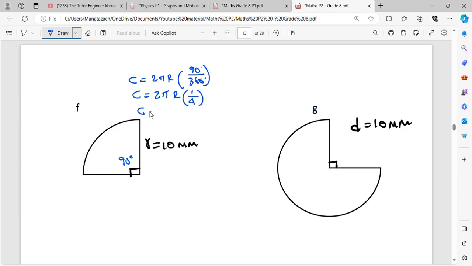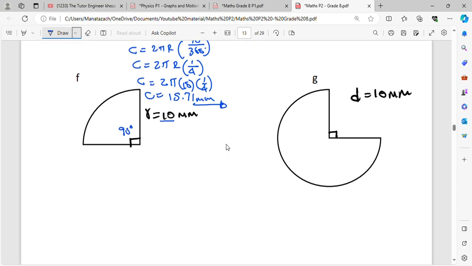So circumference is equal to 2 pi r, where r is 10, times 1/4. Then the circumference here you can work out and say 2 times pi times 10 times 1/4. We're going to get 15.71 millimeters.